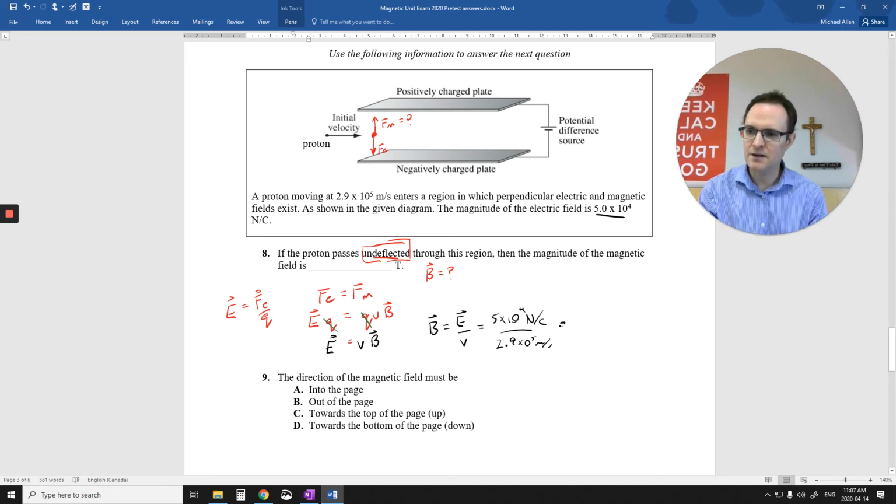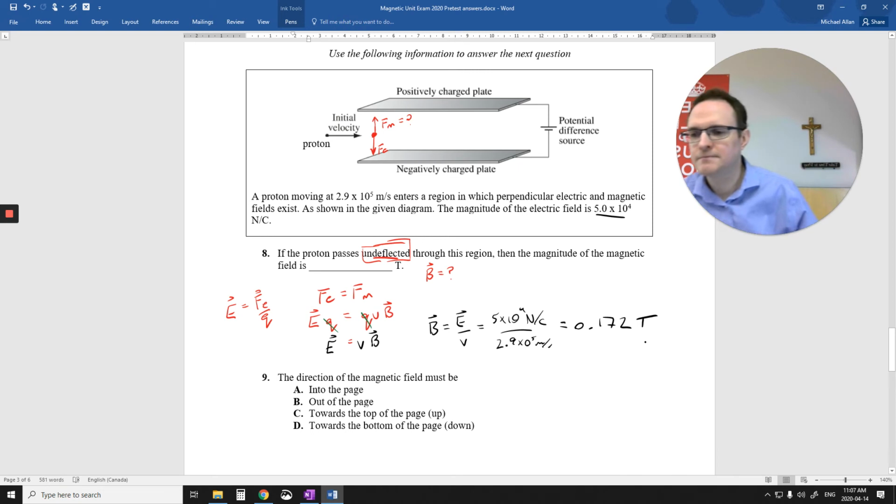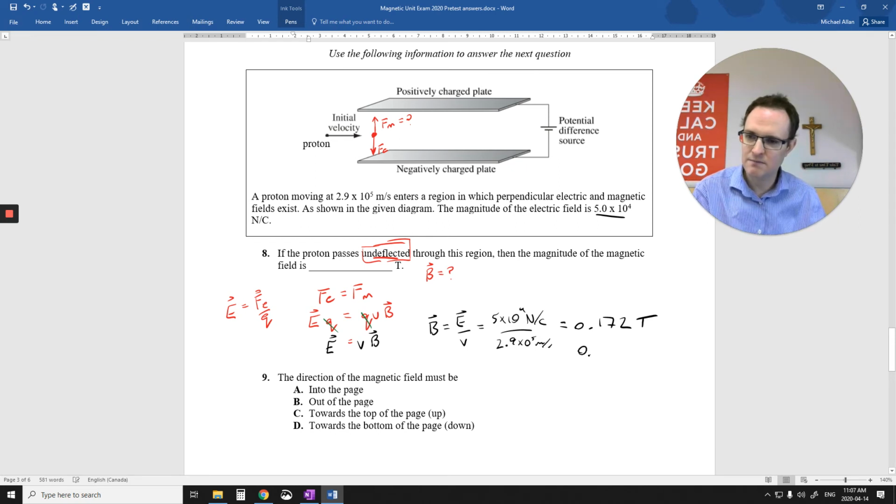So I got a magnetic field of 0.172. Hey, that's a very familiar number. Cool. 0.172 Teslas. Oh, 2 sig digs, because that's what the question is. There you go.